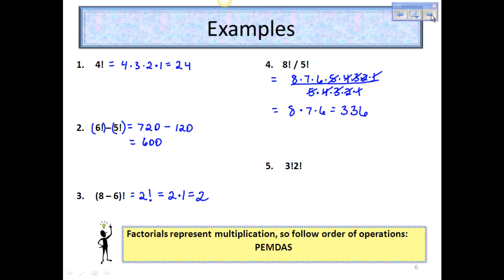And then on our very last one, we have 3 factorial times 2 factorial. So that's 3 times 2 times 1 times 2 times 1. So that ends up being 6 times 2, or 12.